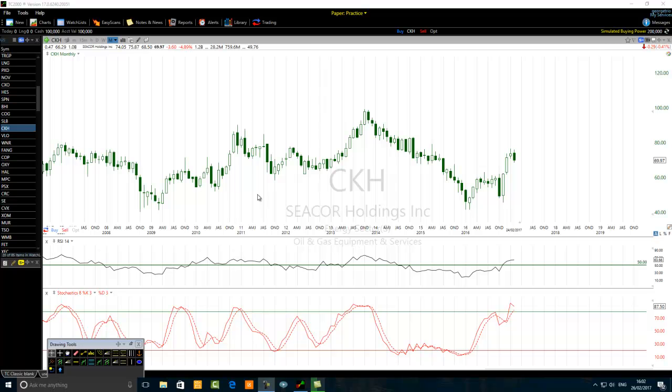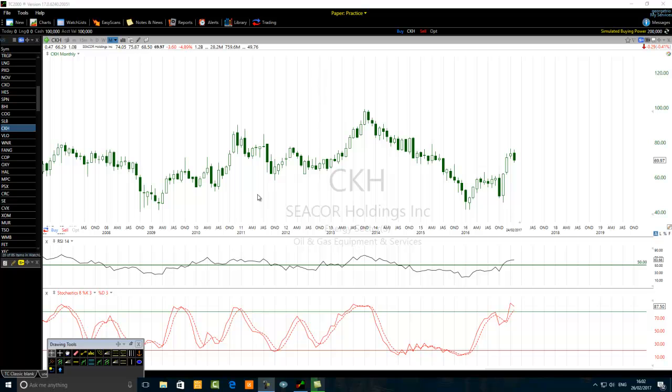Now, the ultimate role of the stochastic indicator is to highlight bullish and bearish divergences. Now, I have on my chart here the stochastic 8-3-3 and the RSI period 14. So we want to combine the RSI period 14 and the stochastic 8-3-3. How can one combine the RSI indicator and the stochastic bullish divergence?